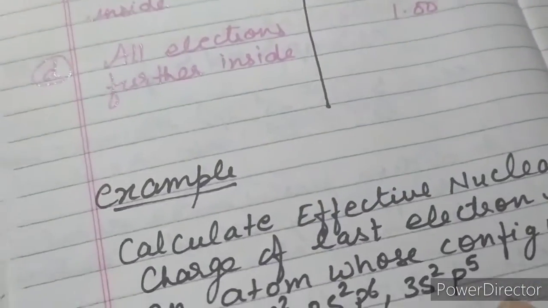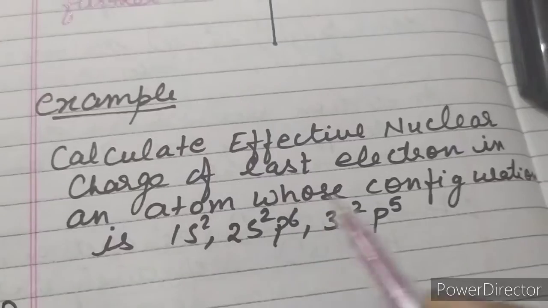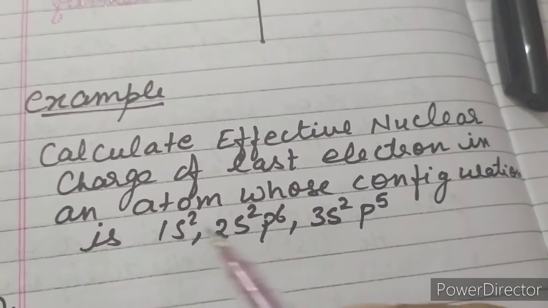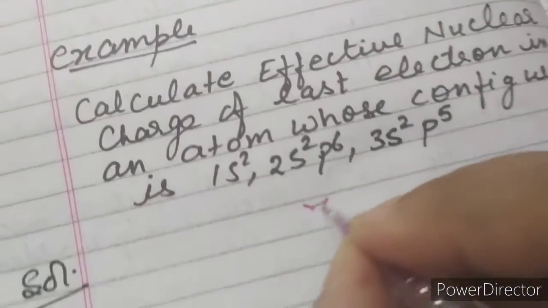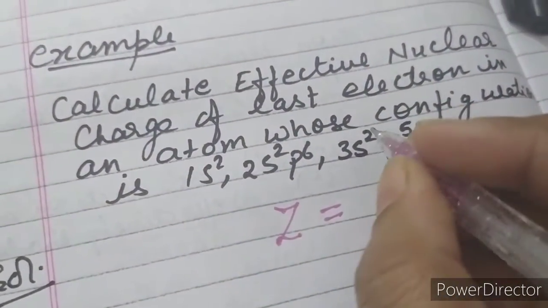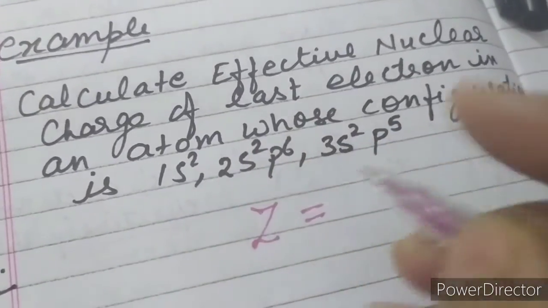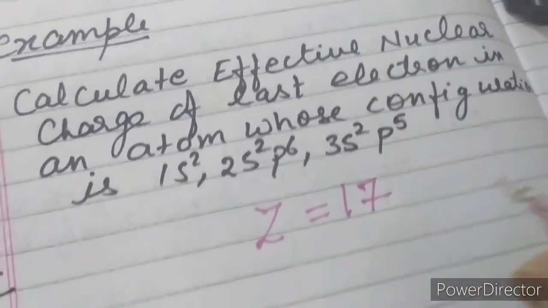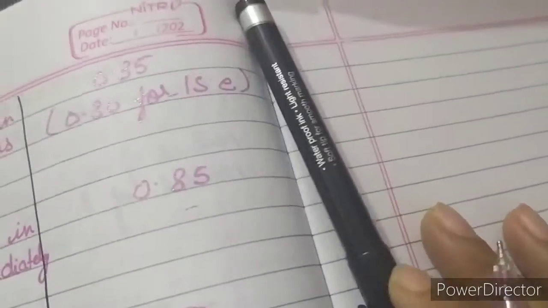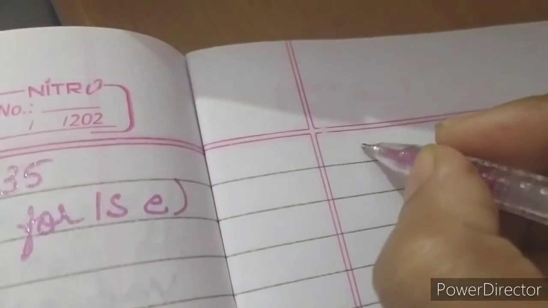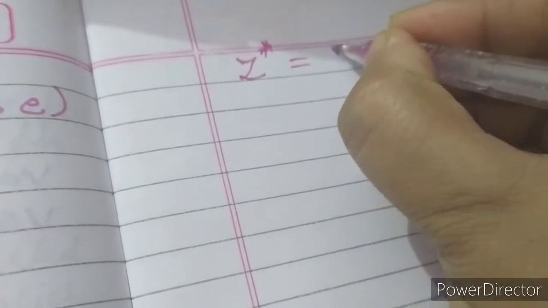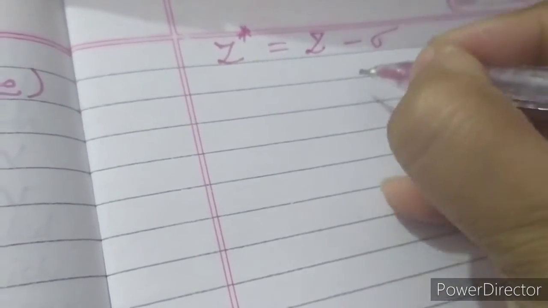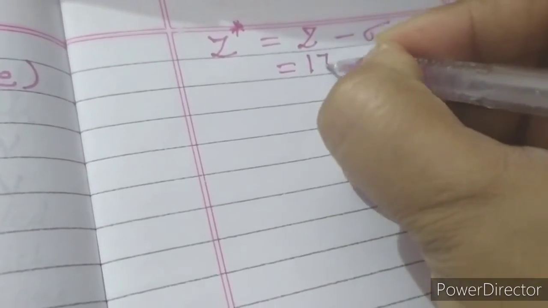Now let's take one example here. Calculate the effective nuclear charge of the last electron in an atom whose configuration is 1s2, 2s2, 2p6, 3s2, 3p5. So here obviously the value of Z is 2 plus 2 plus 6 plus 2 plus 5, that is 17. So here the nuclear charge is 17. Now we have to calculate the effective nuclear charge. The formula is Z star is equal to Z minus sigma. So Z is 17 minus.